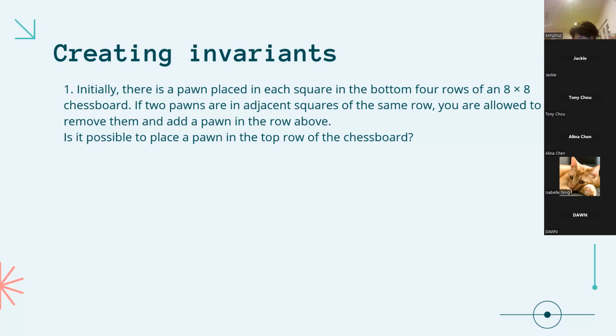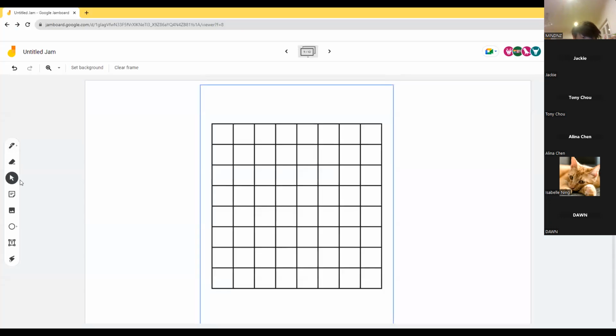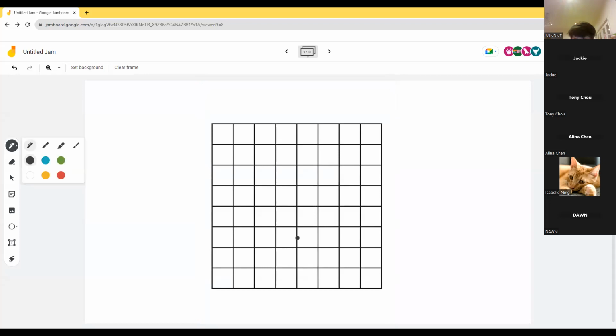Okay, hopefully that's enough time. So again, I've hand drawn another grid. Yeah, so we have pawns in these rows. Most of you are saying no. All right, so when you see this problem, probably try it yourself. Maybe we see something. Maybe it is possible, right? Maybe we find the solution.